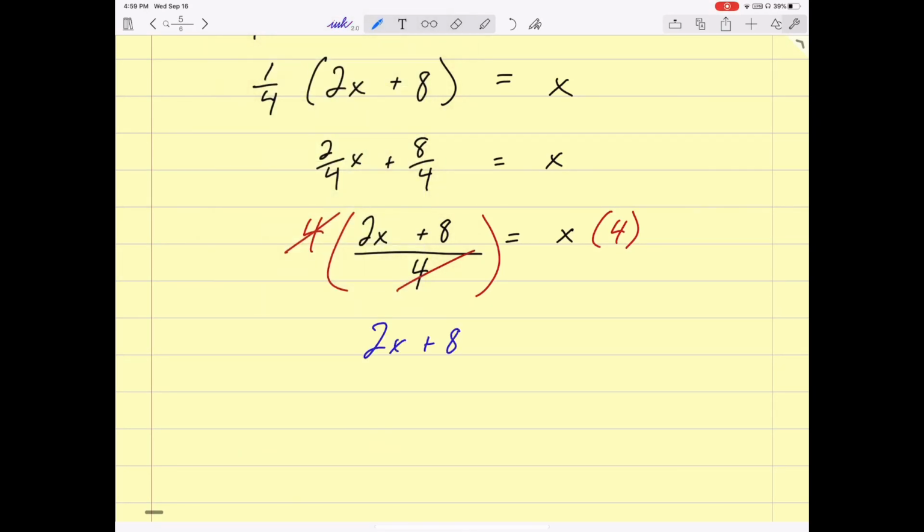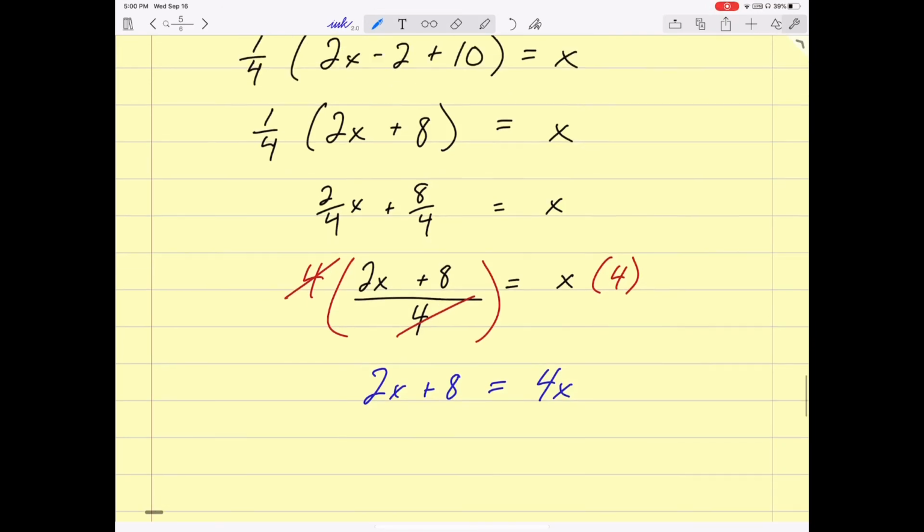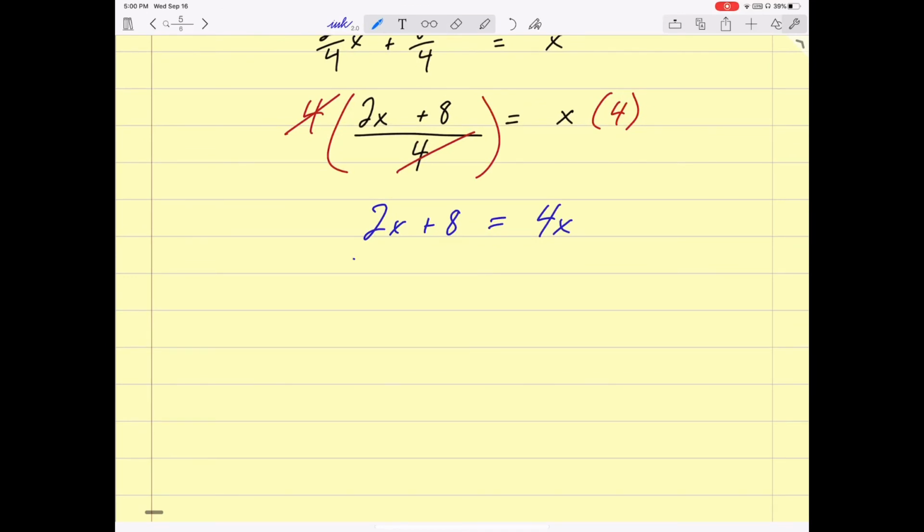And I would have 2x plus 8 equals 4x. So now I have no fractions, and if I didn't do that, I would have to go and find common denominators once I simplified and all that, so I'd be working a lot more. So now I'm just going to subtract 2x. So this would be 2x on the right, 8 on the left, and divide. So this would be 4 equals x.